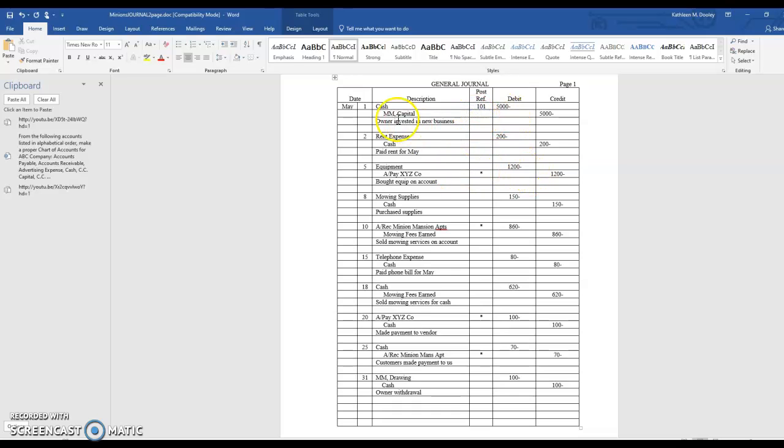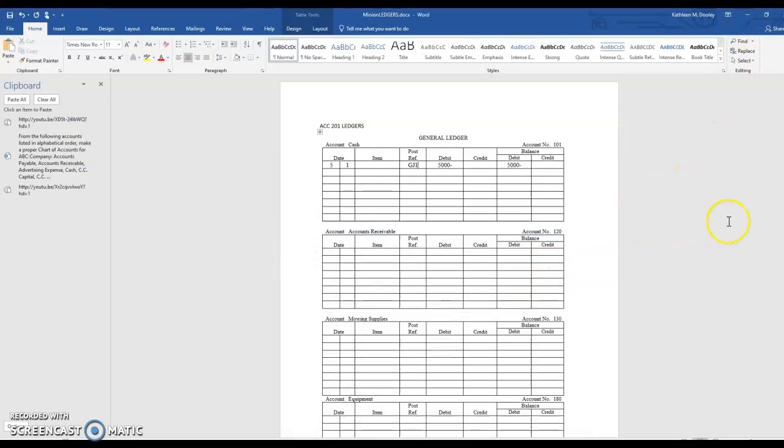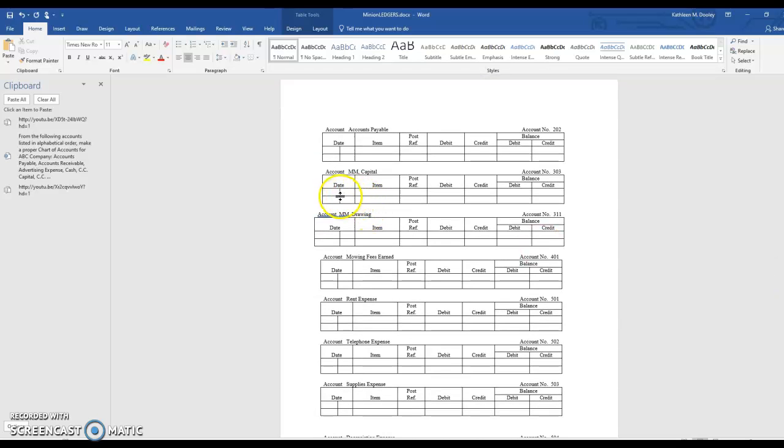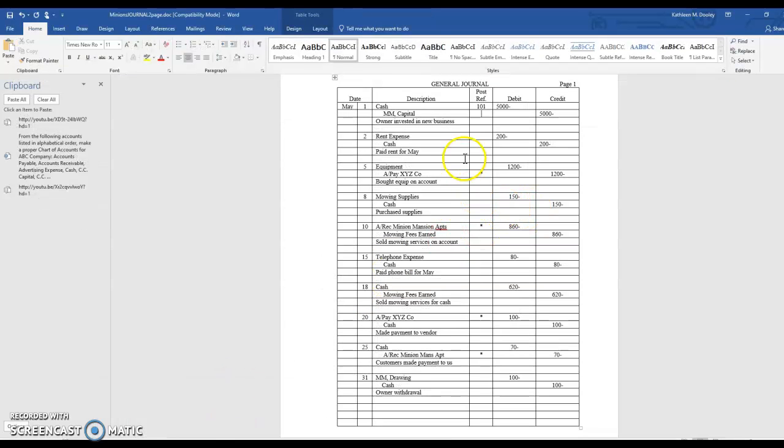Okay, now capital on the 1st as well is a credit of $5,000. So I find my capital account. And so it now has a running total balance of $5,000 credit. And it came from GJ1. And that was account 303.